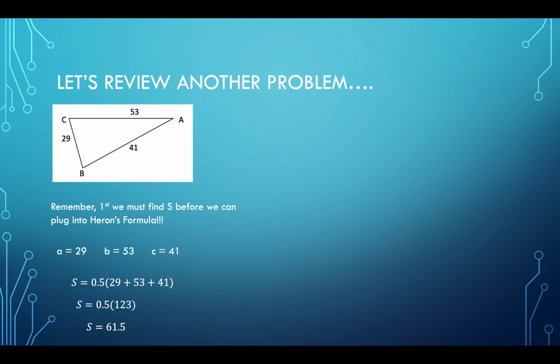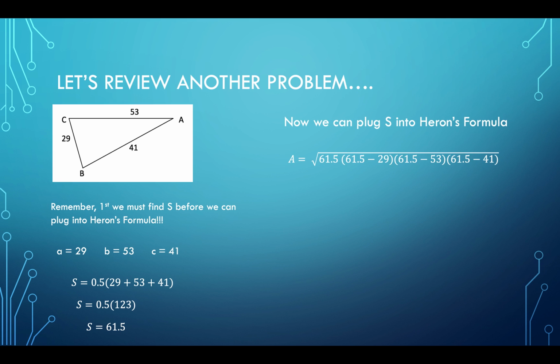And as a reminder, we're not done once we get this S. That's just our semi-perimeter. So now we can go ahead and plug it into Heron's formula. Wherever there's an S, we're going to put in 61.5. Then we match up where our sides are, where A is, where B is, and where C is. So we get 61.5 times 61.5 minus 29, 61.5 minus 53, 61.5 minus 41.